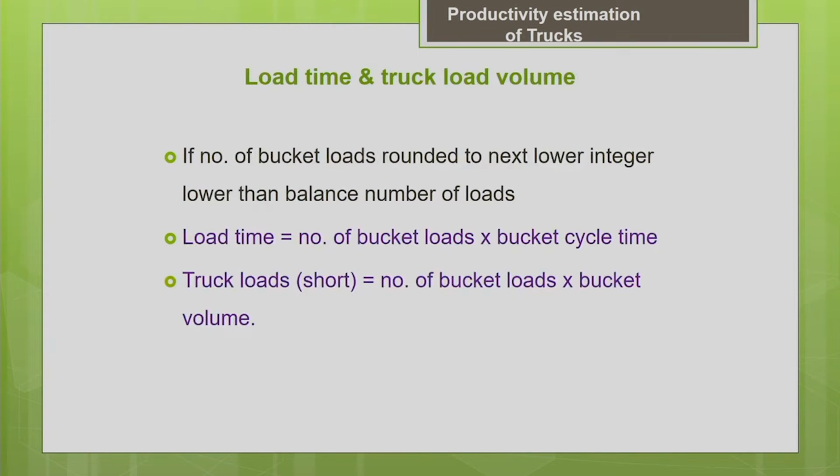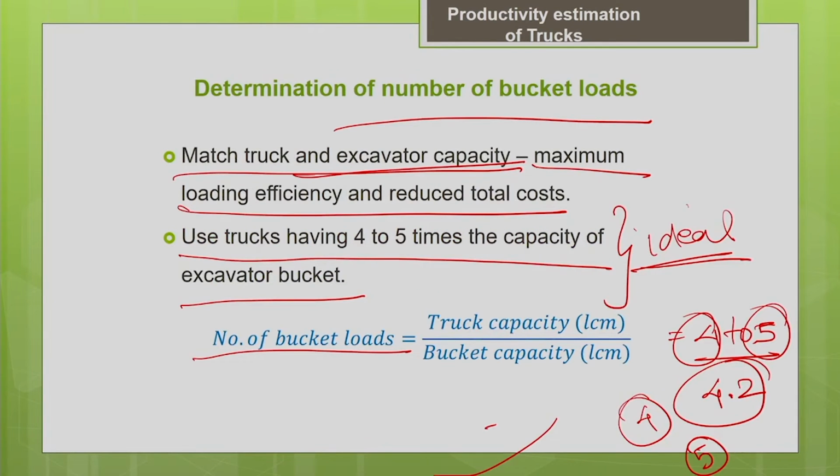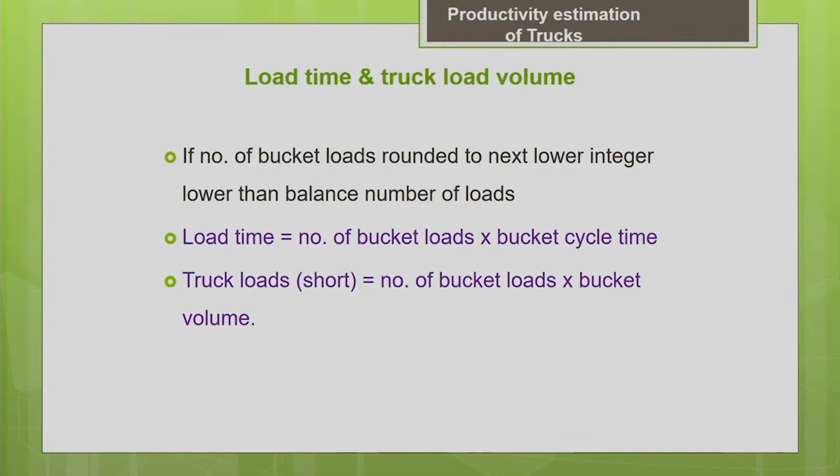Now, let us see the cases. One thing is, say for example, if I am going to round the bucket load to the lower number, say I got a decimal number and I am rounding it to the lower number. So, I got 4.2 and I am rounding it to 4 buckets. In that case, how to work out the truck load and the load time, that is what we are going to see now. How to estimate the load time and the truck load volume when the number of bucket loads is assumed to be lesser than the balanced load.